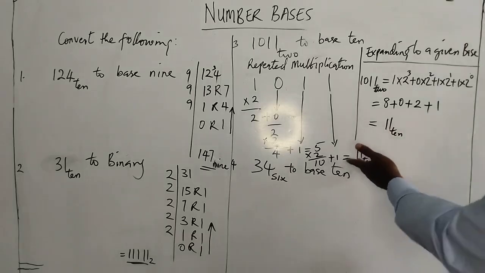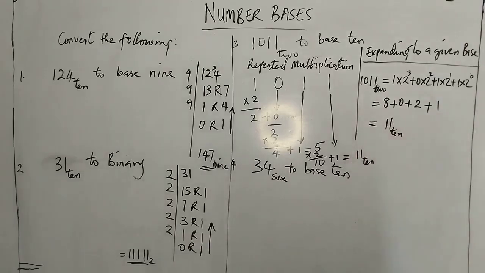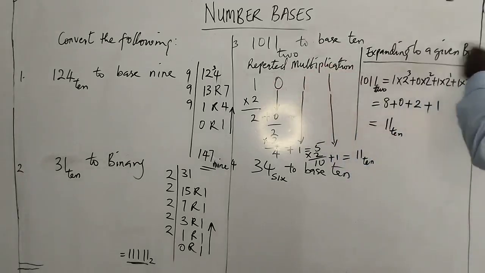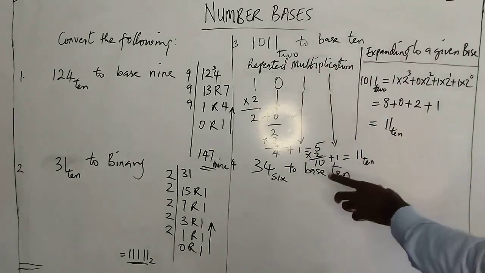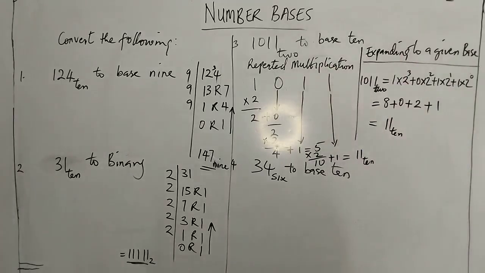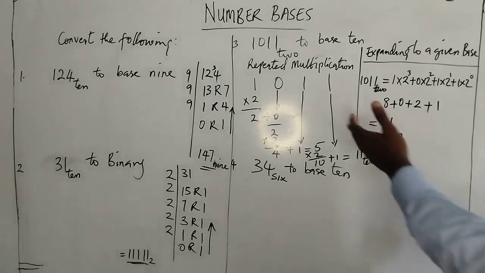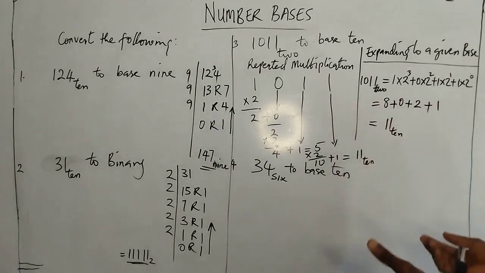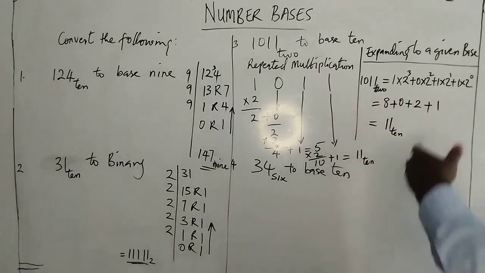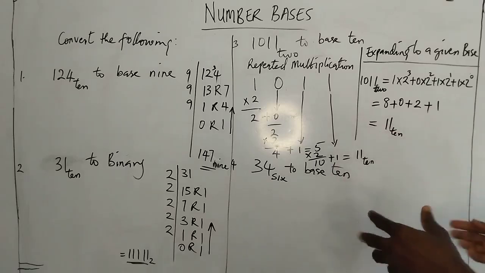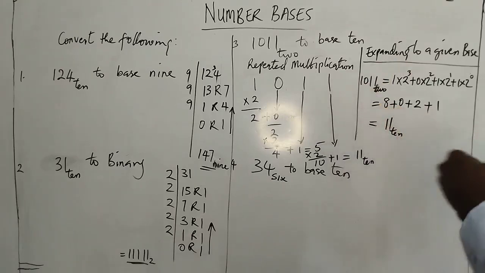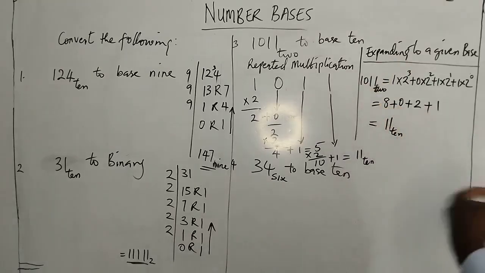Now, you discover that you will get the same answer whether you use repeated multiplication method or you use expanding to a given base method. Once you use it correctly, you are supposed to get the same answer. Now, there is nothing bad if you know how to use the two methods. But remember, in an exam, you cannot use the two. So my advice is look at the two methods. Anyone that is more convenient to you, use that one.